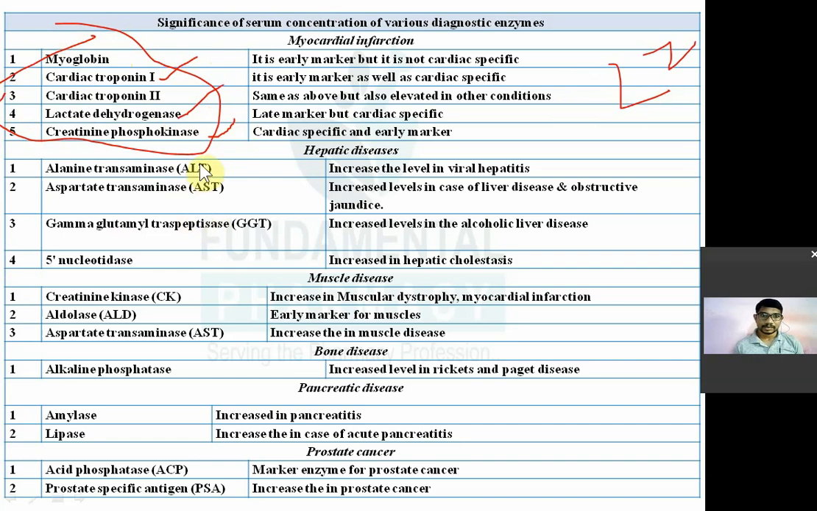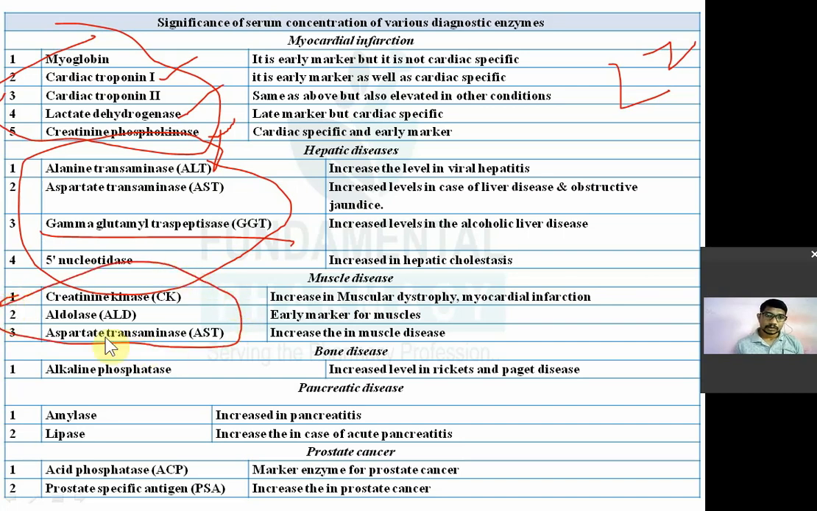Then hepatic disease में देखो ये चार एंजाइम है, alanine transaminase, aspartate transaminase, gamma glutamyl transpeptidase, and biochemistry. In case of muscle disease or disorder, ये तीन एंजाइम creatinine kinase, aldolase and aspartate transaminase इनका लेवल बढ़ जाएगा बॉडी में. बोन डिसीज में अल्कलाइन फॉस्फेटेज का लेवल बढ़ जाएगा.